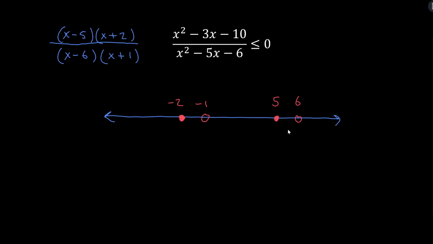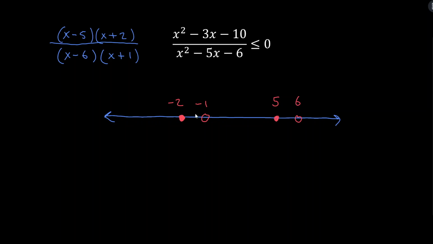So now we're ready to make our sign chart. We can think of this number line as being split into sections. We have one section here to the left of -2. We have one here between -2 and -1, between -1 and 5, between 5 and 6, and from 6 all the way to infinity. Okay, so we have 1, 2, 3, 4, 5 different sections. We have to figure out, is the function output positive or negative in each of these sections.